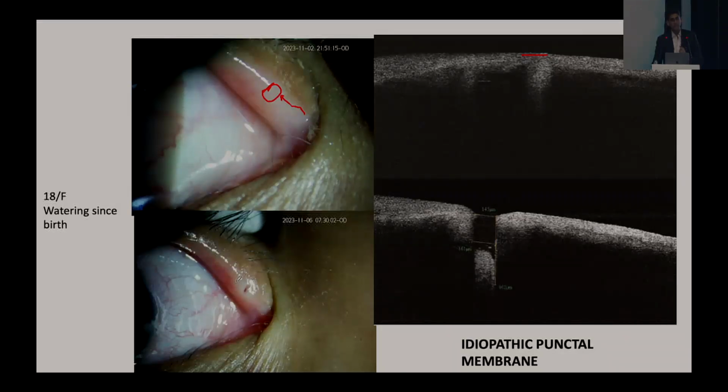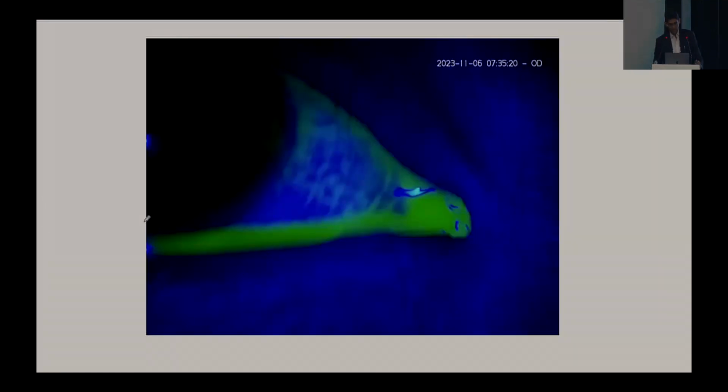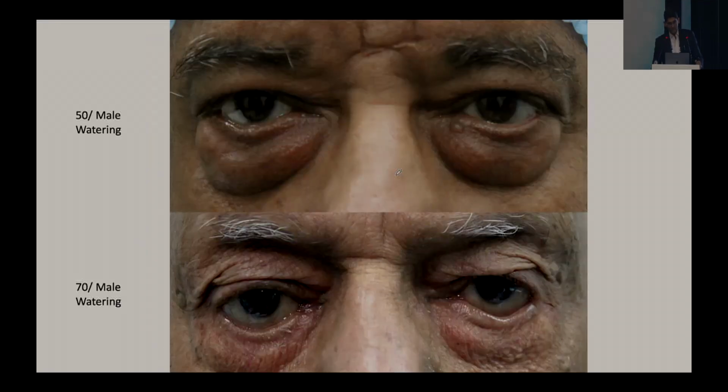Now, these are all pathologies of the punctum which can also have implications on the canaliculus, but sometimes in cases of functional epiphora, you might not have any of these evident pathologies. So how do you distinguish between those? Now, before going there, look at this gentleman who was a 50-year-old male, had an uneventful cataract surgery, but complains of watering after that.